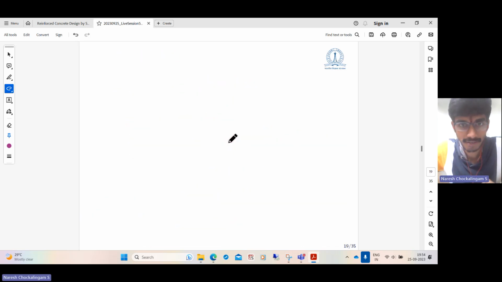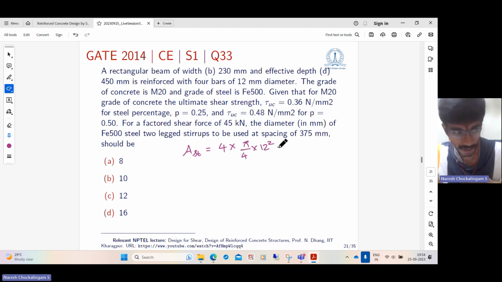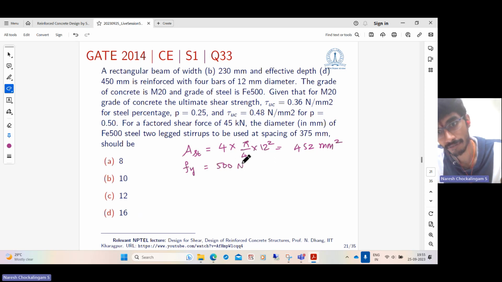So going to the next question. A rectangular beam of width 230 mm and effective depth 450 mm is reinforced with 4 bars of 12 mm diameter. So what is the area of steel? It is the same as what we took in the first question. It is 4 times pi by 4 into 12 square. So it is the same thing, 452 mm square. The grade of steel is Fe 500. So Fy is equal to 500 Newton per mm square.